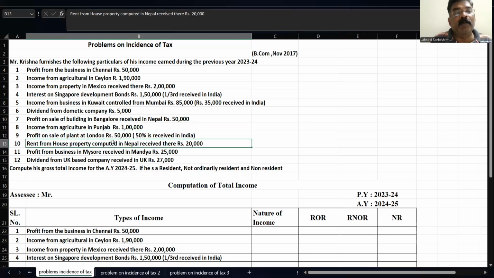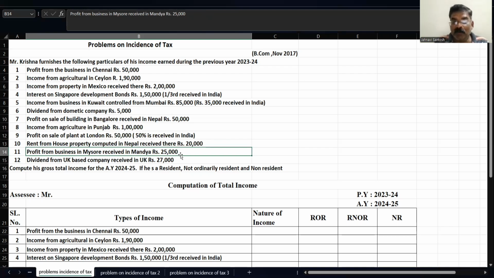Rent from house property computed in Nepal, received there, rupees 20,000. See, Nepal is not in Indian territory. It is separate, okay? So rent from the house property computed in Nepal, received there. Nothing has come to India. So we treat that as a foreign income, and it is taxable only in case of resident and ordinarily resident.